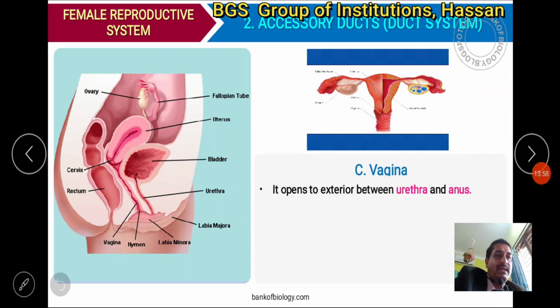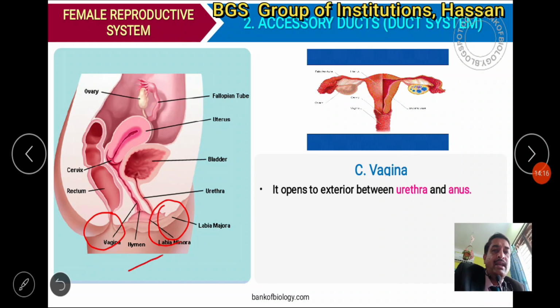Where is the vagina located? In between the urethra and anus. See in this diagram, this is the anus, this is the urethra, and here we can see the vagina, the middle one. So it opens to the exterior between the urethra and anus. This is the anus part, this is the urethral part. You can see the urinary bladder, and this is the rectum.